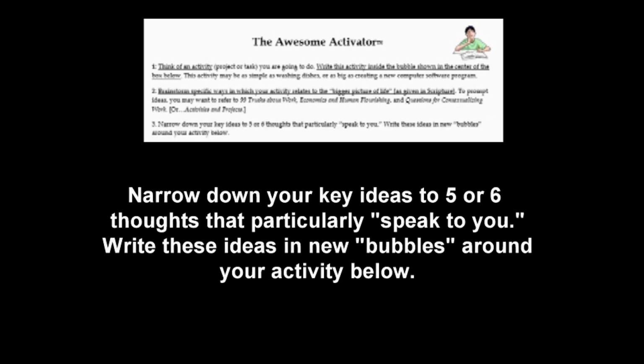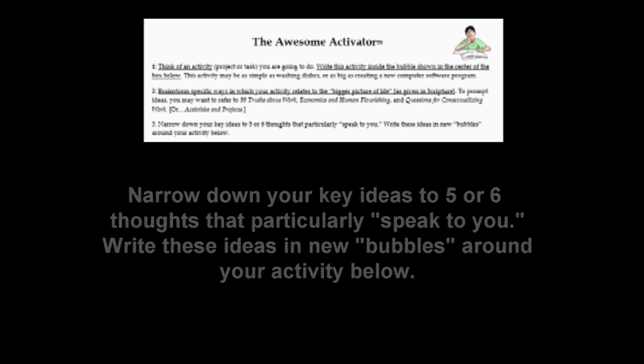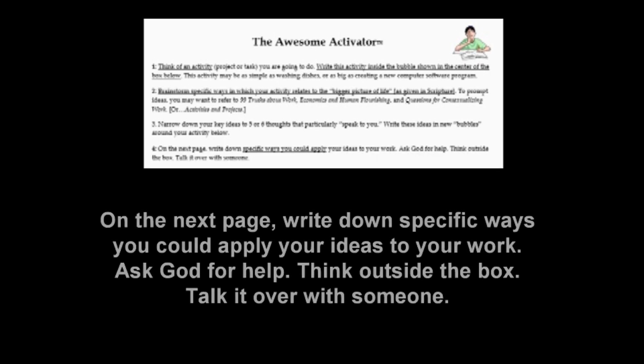Number 3. Narrow down your key ideas to 5 or 6 thoughts that particularly speak to you. Write these ideas in new bubbles around your activity below. 4. On the next page, write down specific ways you could apply your ideas to your work. Ask God for help, think outside the box, talk it over with someone. Yeah, I really like the talk it over with someone there, because you're engaging with others about, hey, how does this connect with the bigger picture, okay?